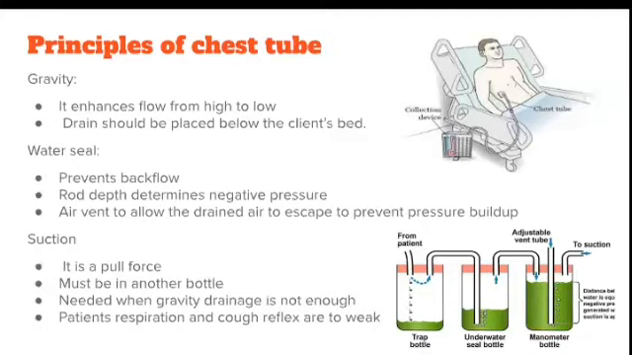Needed when the gravity drainage is not enough, or when the patient's respiration and cough reflexes are too weak. The patient cannot do exercise or cough reflex. In those cases, suction will help the patient to bring out the fluid. So in some cases we feel the suction is important, and in some cases we keep the patient with just gravity and water seal. So what are all the principles of chest tube? It is gravity, water seal and suction.